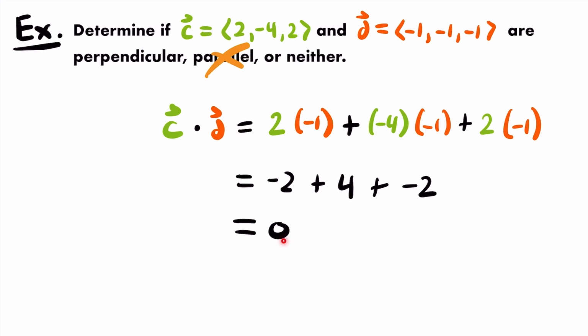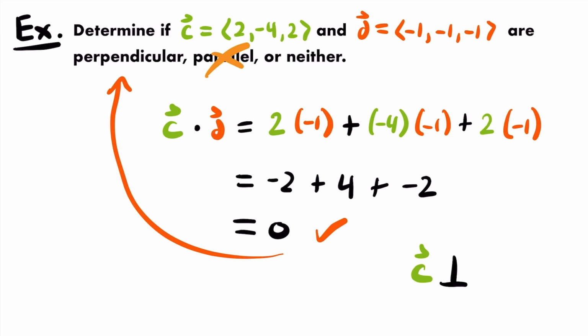The dot product of vector c and vector d is 0, and so we can conclude that these two vectors are perpendicular. All right, so vector c is perpendicular to vector d. The angle between those two vectors is pi divided by 2 radians, or 90 degrees. Okay, and so that's it for this example. We were able to determine that these two vectors are perpendicular. Let's take a look at another example.